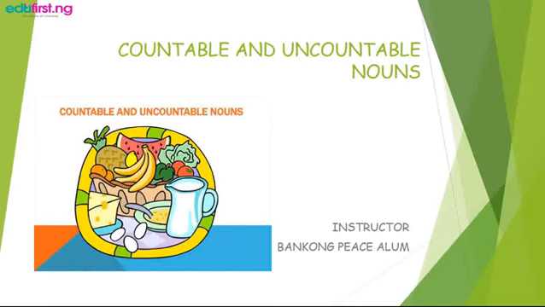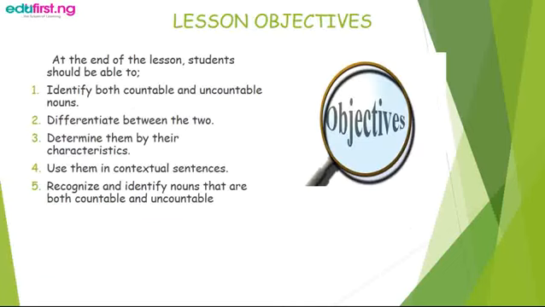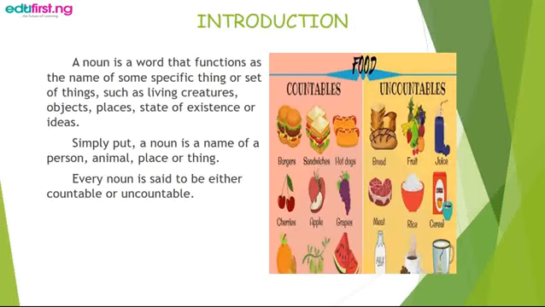The topic we're going to be looking at today is countable and uncountable nouns. Let's move to the objective of our lesson for today. At the end of the lesson, students should be able to: 1. Identify both countable and uncountable nouns. 2. Differentiate between the two. 3. Determine them by their characteristics. 4. Use them in contextual sentences. And 5. Recognize and identify nouns that are both countable and uncountable.